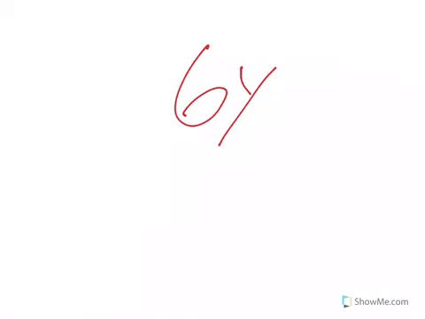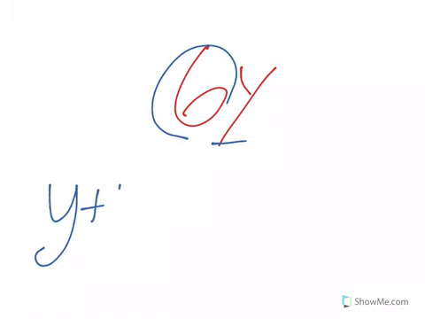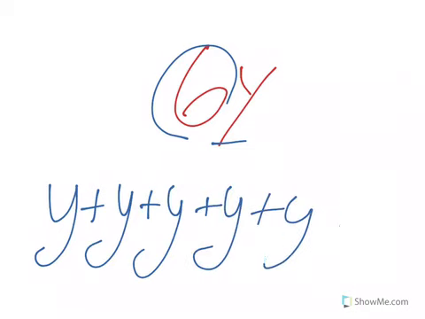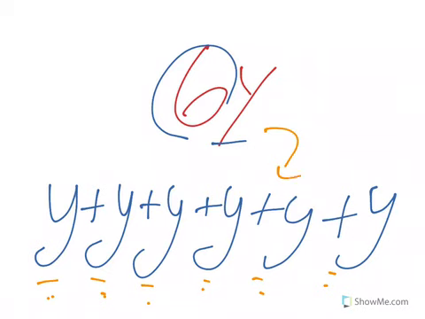Finally, we have 6y. 6 times y. So if we have y six times, we're going to have y plus y plus y plus y plus y plus y. And I'm going to go back and just double check that I have 6 of them, right? 1, 2, 3, 4, 5, 6. So 6y is the same as y plus y plus y plus y plus y plus y. It's just that relationship, multiplication as repeated addition.